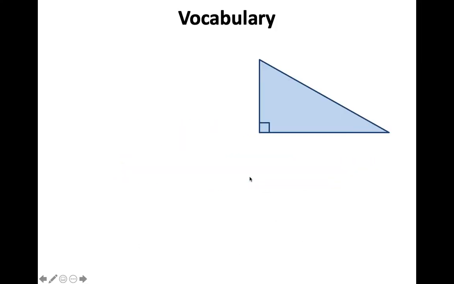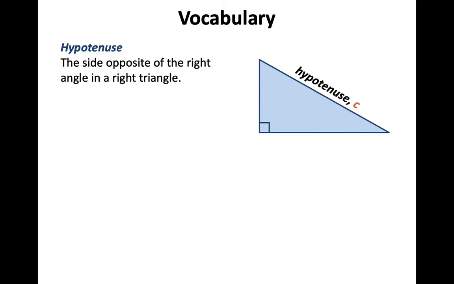So vocab, first term we need to know is hypotenuse, the side opposite of the right angle in a right triangle. So you'll notice that it is always going to be away from the right angle. It's not connected to it at all.